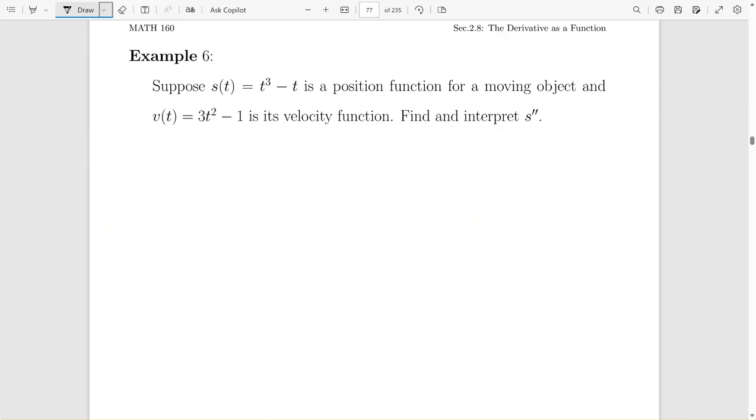So s generally represents position. So in this case, s is a position function for a moving object. v of t is the velocity function. Find and interpret s double prime. So here's the thing about this. s of t is t cubed minus t. The derivative of the position function is velocity.